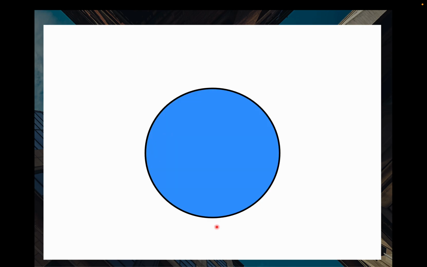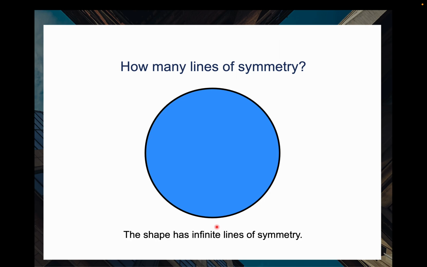Have a look at the circle. How many lines of symmetry do we have in the circle? For the circle, you need to remember that we have infinitely many lines of symmetry. You can sketch infinitely many lines through the center of the circle so that each piece will perfectly fit the other. You can cut the circle infinitely many ways into semicircles, obviously. I hope you already got what the line of symmetry is.